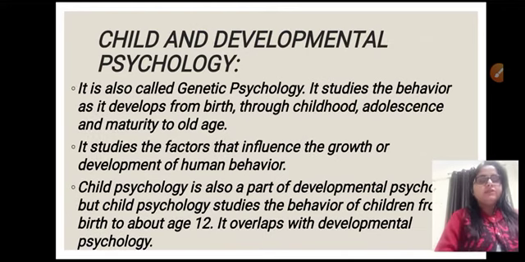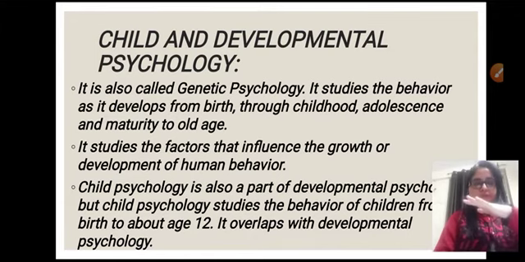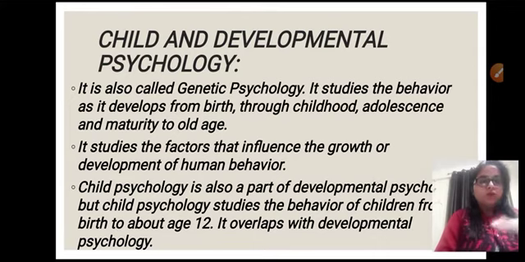Then the third branch of psychology is child and developmental psychology. This branch is also called genetic psychology. In this branch, we are going to study the behavior of small kids or children, that is up to age 12. And in developmental psychology, we study how the human being grows and develops from birth to childhood to adolescence and maturity to old age.